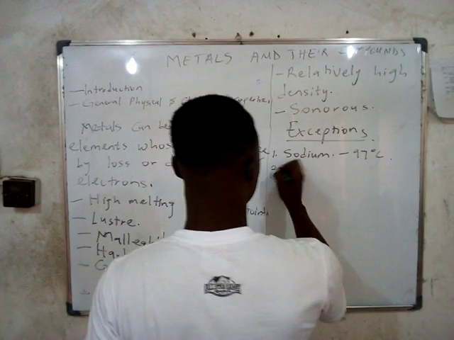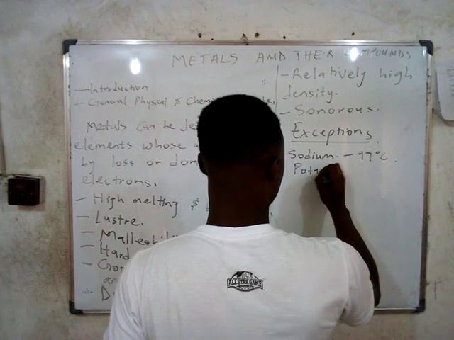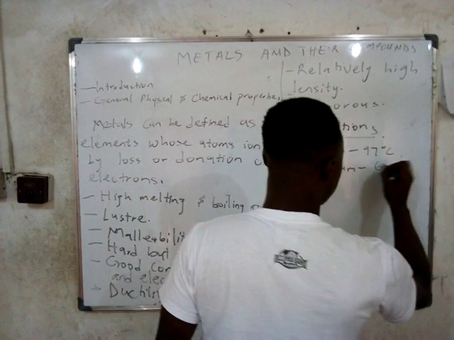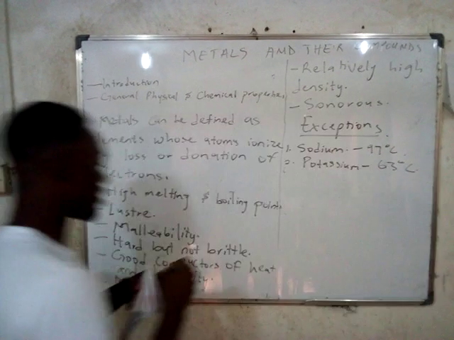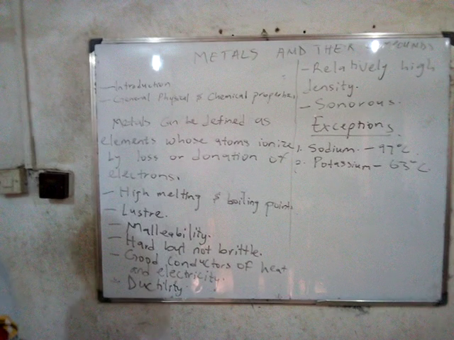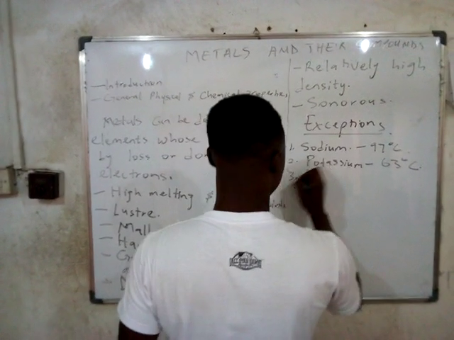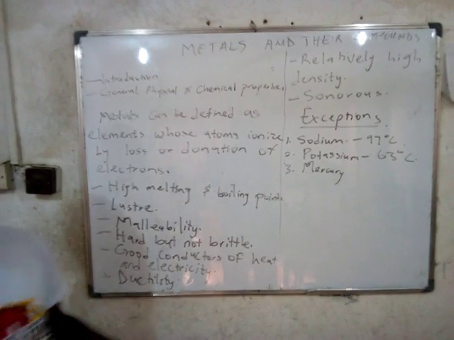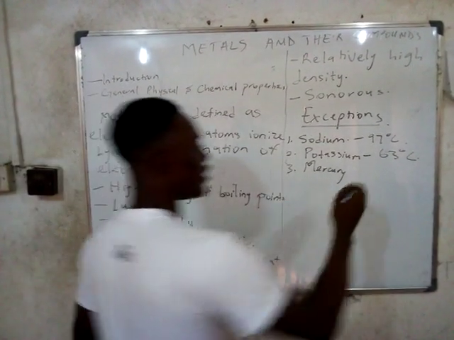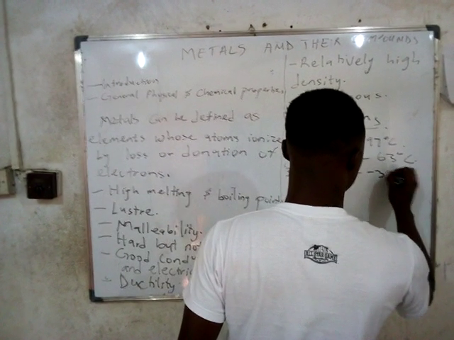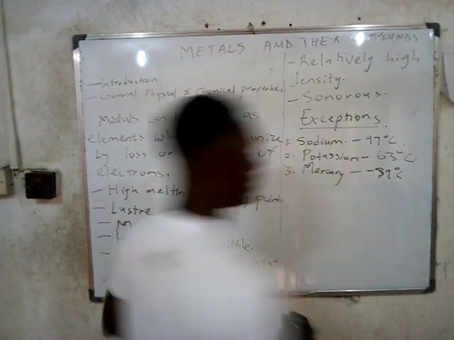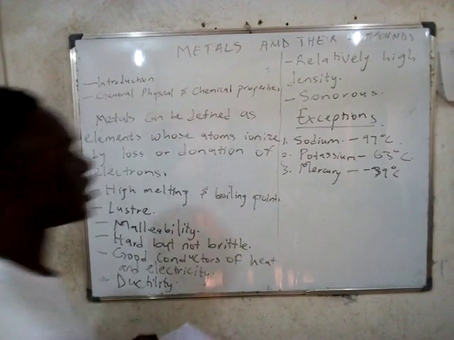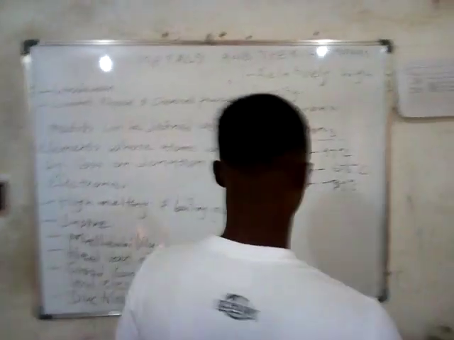Then another exception is potassium. Potassium has a melting point of 63 degrees Celsius. And just like sodium, it's not hard, it's a soft metal also. Then number 3 is mercury. Now mercury is the only metal that is liquid at room temperature. It has a very, very low melting point of minus 39 degrees Celsius. And it's liquid at room temperature. Then the general chemical properties of metal I will also be looking at next.